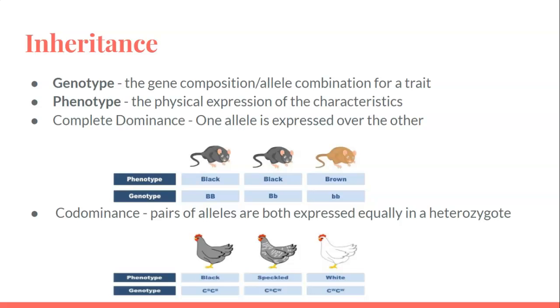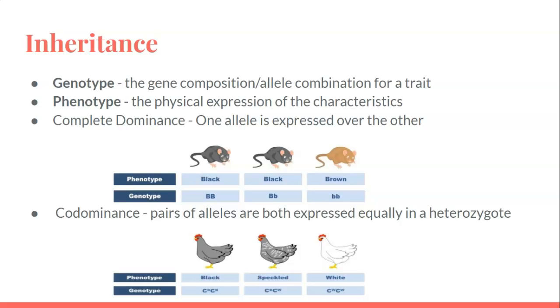So here's some more definitions for you. You have genotypes, which is the allele combination of a trait. Phenotype, which is the physical expression. Genotypes would be like the letters you would use, like big B or little b. And phenotype would be the actual description, like black fur or brown fur.